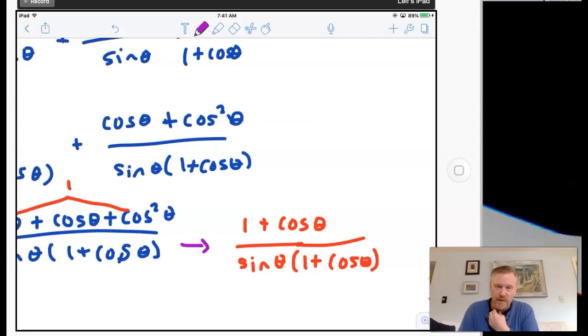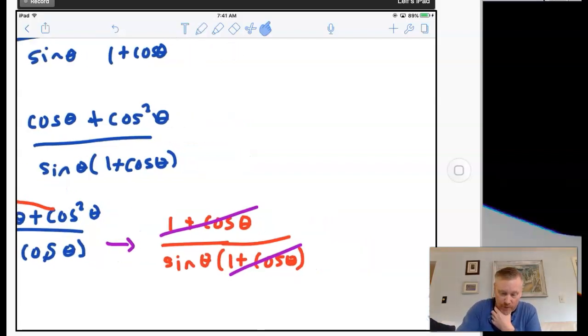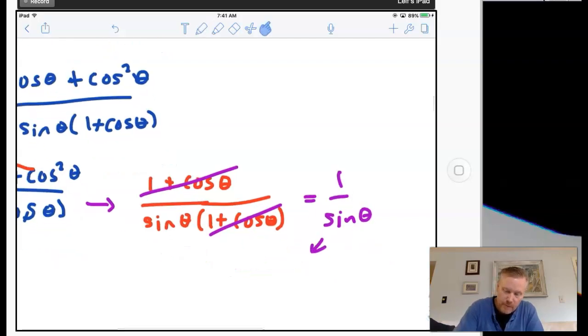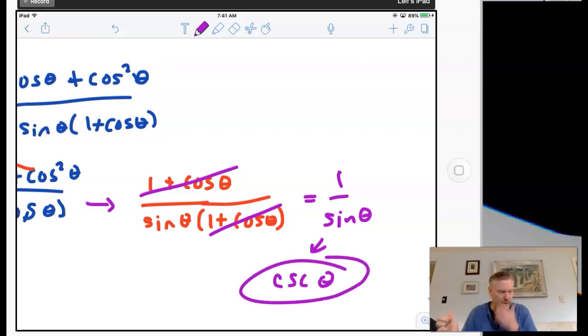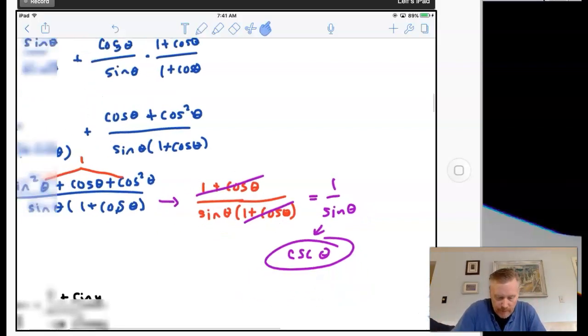Okay, now I'm looking for anything else I can cancel. Ooh, I see there's one more thing, right? They both have 1 plus cosine of theta, which is beautiful. The whole thing cancels, which means I'm left with 1 over sine of theta, which of course the best answer for that one would be cosecant, right? Because 1 over sine is the cosecant. So that whole thing boils down to cosecant. That's pretty nice.